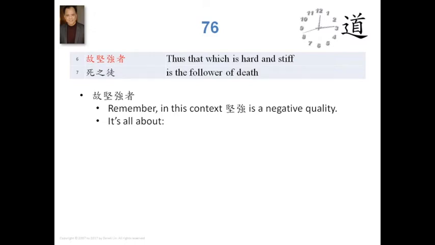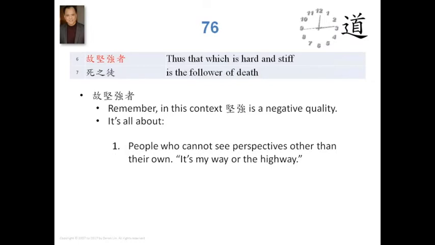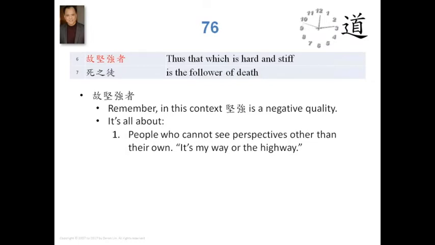So 坚强 in this particular context is all about, one, people who cannot see perspectives other than their own. It's my way or the highway. I got to do it this way because I say so. That is being 坚强, but not in a positive way. 坚强, like being stubborn, being unreasonably stubborn.